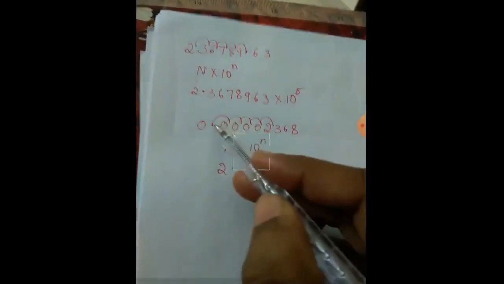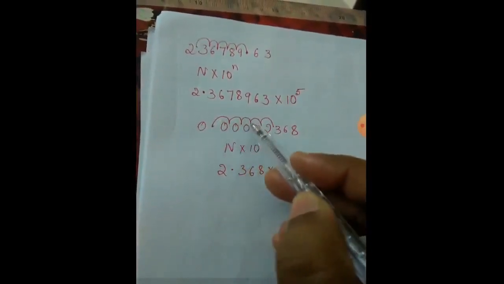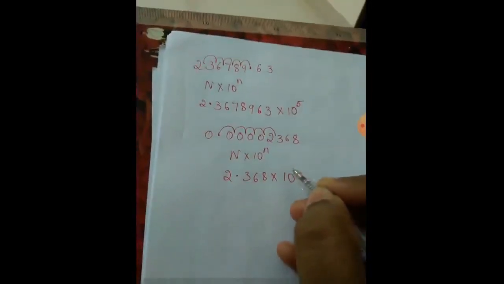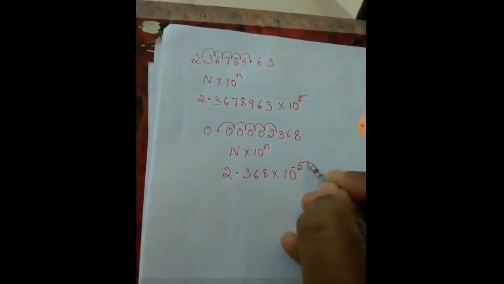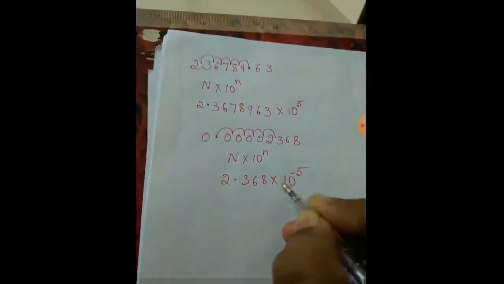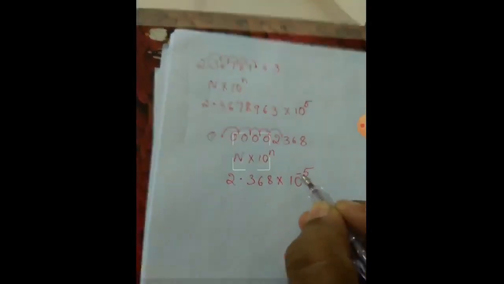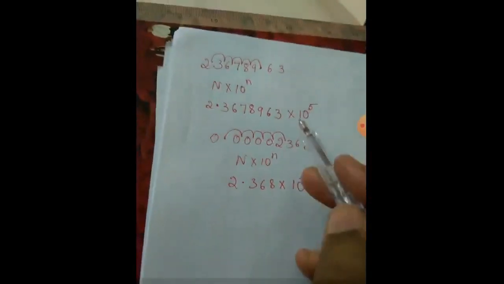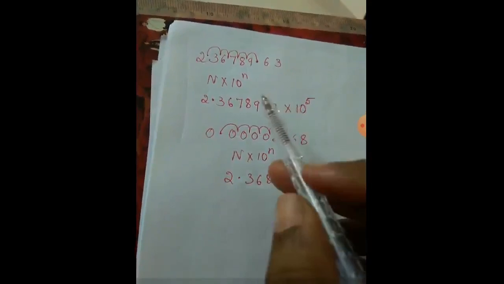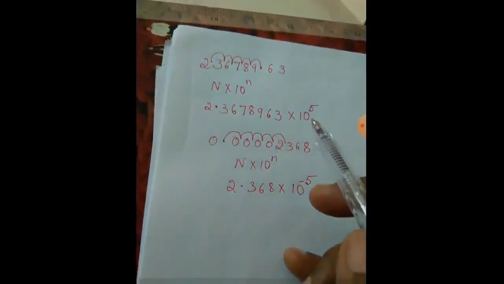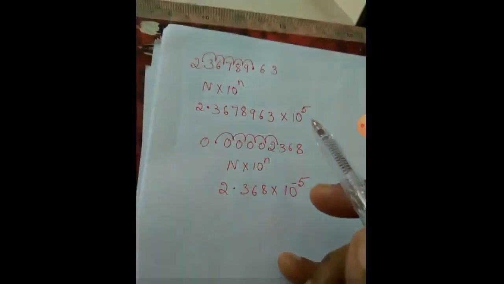Now how many places I shifted? 1 2 3 4 5. So since it is to the right side, I will write it as minus 5. If point is shifted to the right side, it is written in the form of minus sign. Here in the above, point is shifted to the left side, so it is written in the form of a plus.